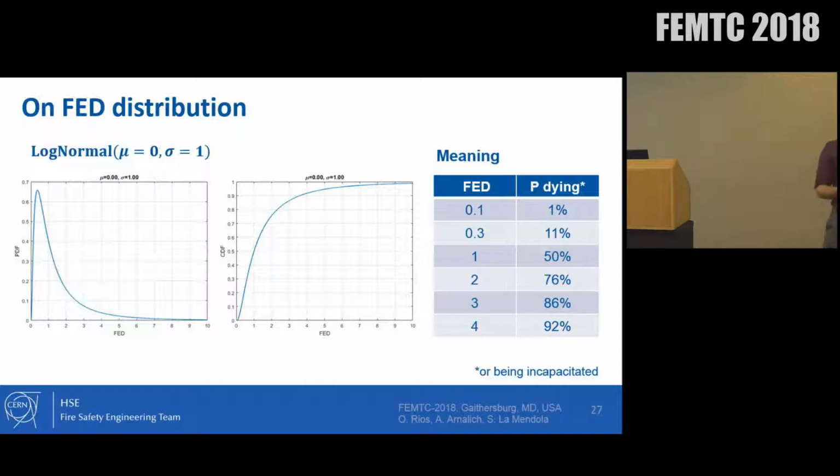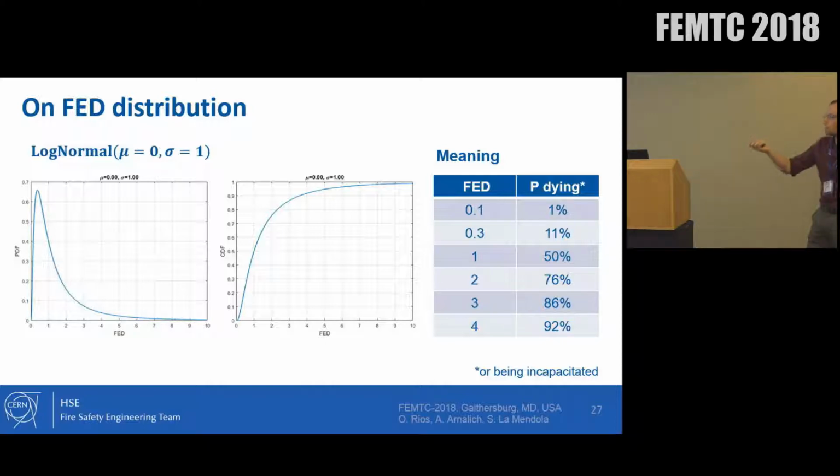And FET comes from a log normal distribution, so I guess that's a convention, because otherwise it's not only a log normal distribution, it's the log normal distribution with first moment 0, second moment 1, so it's like the standard log normal distribution. And that's why we got these values that were shown yesterday, or the values used for FET. That means that FET equals 0.1 means 1% of people dying or being incapacitated, 0.3 means 11%, 1 means 50% of people being incapacitated or affected by the toxicants.